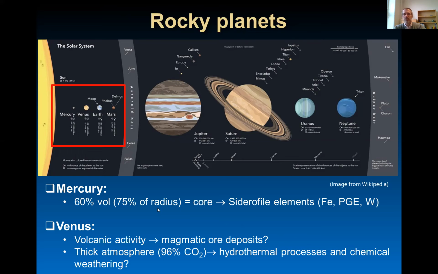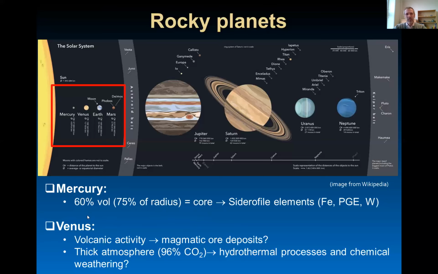So if you remember what I said in the previous lecture, in the core of the rocky planets, we expect to find the siderophile elements: iron, platinum group elements, tungsten, etc. So that could be an interesting resource. However, to access it, we have to drill through a mantle which is between 500 and 700 kilometers thick. That means the resource is difficult to access on Mercury for the moment. That's a real challenge for the moment.